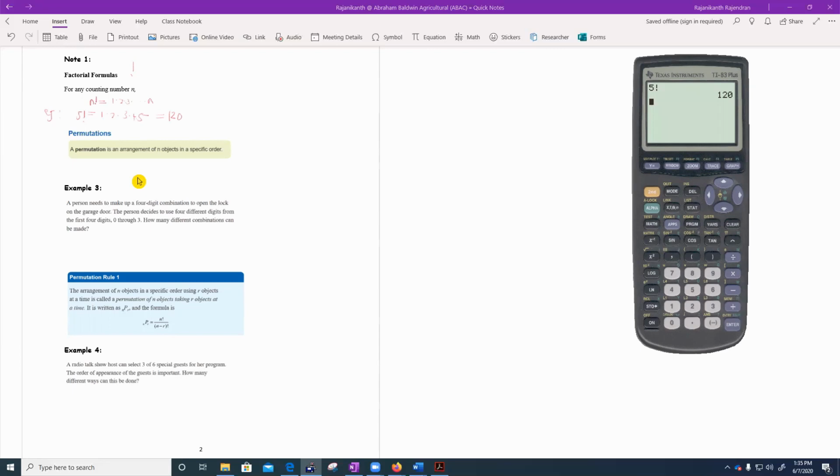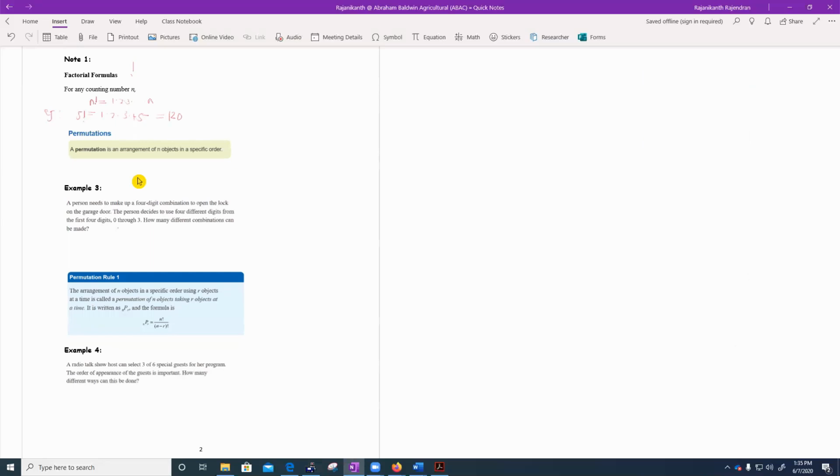Okay. So what does that mean? That means he has to use the numbers 0, 1, 2, 3. He could use these 4 numbers and he could put them in any order. How many different ways could he make? That is called the permutation, the number of ways.